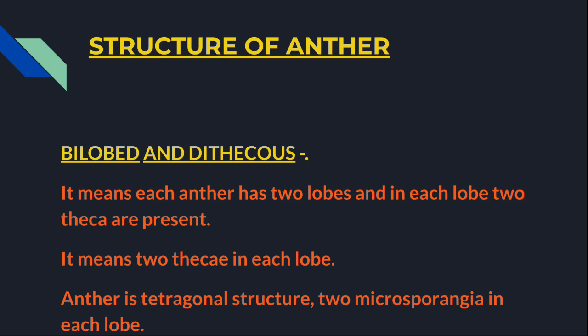Students, first of all we should know the structure of the anther inside which microsporogenesis takes place. So anther is bilobed and dithecous. It means each anther has two lobes and in each lobe two theca are present. Theca are the chambers that are present inside each lobe. It means two thecae in each lobe. Theca are like chambers. Anther is a tetragonal structure, two microsporangia in each lobe.